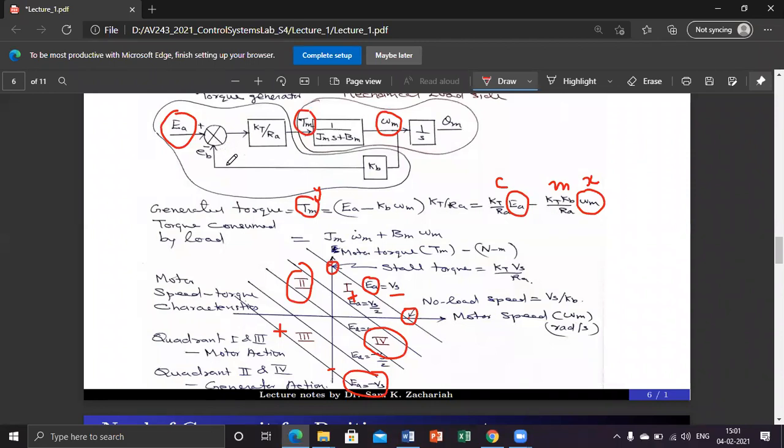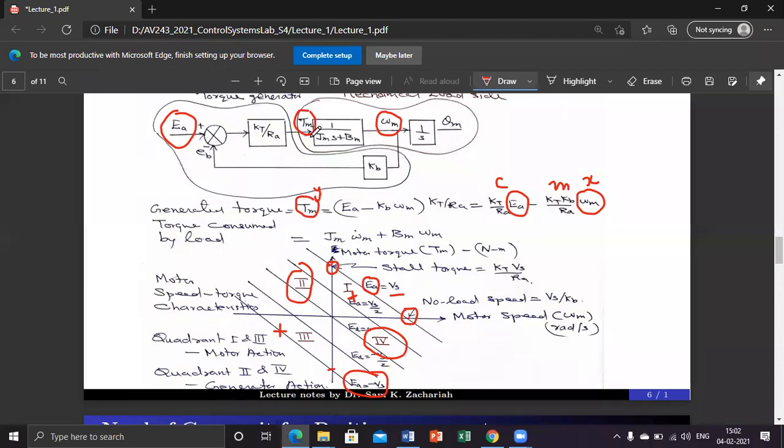But if we stall the motor, then omega m will go to 0, and hence back EMF is 0. The full voltage applied across the armature drops across the motor resistance RA, producing the maximum armature current, and hence the maximum torque of the motor. That torque is known as stall torque. That is, when you stall the motor, you get the maximum torque.